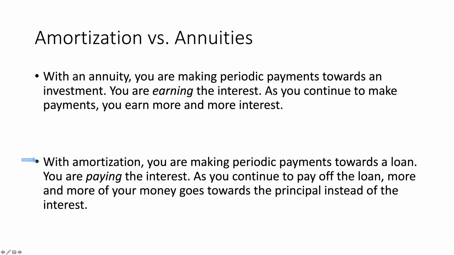Now, this is a little different from amortization because in amortization, you're making periodic payments again, but you're making them towards a loan, towards money owed, and you're paying the interest on it. As you continue to pay off the loan, your loan balance gets smaller and smaller, and so more of your money goes towards the principal instead of towards the interest.